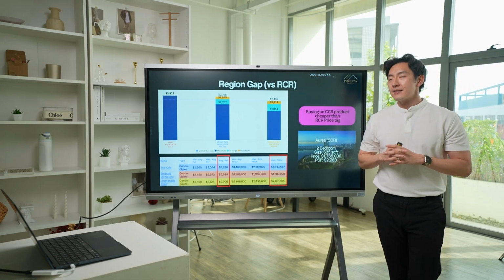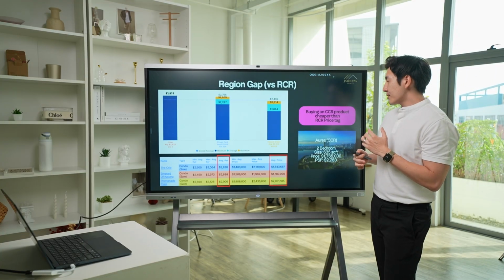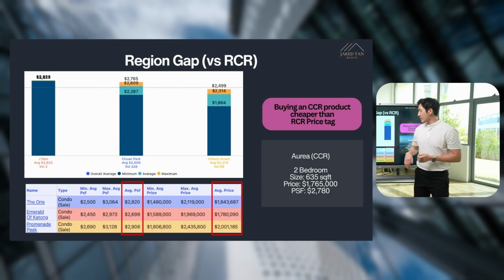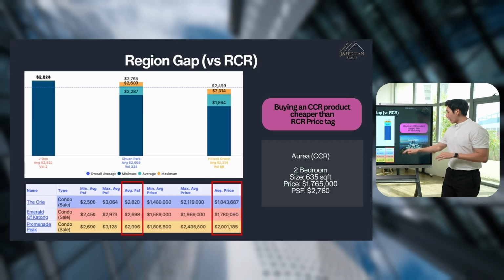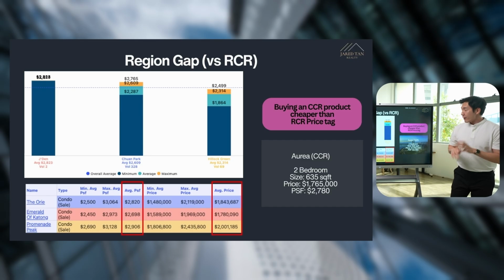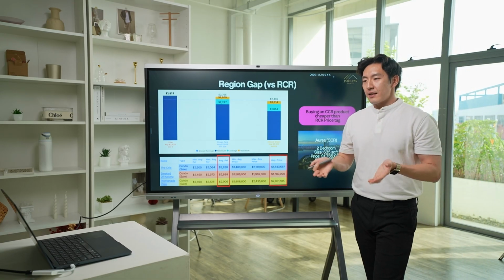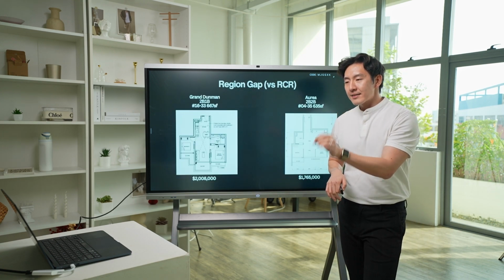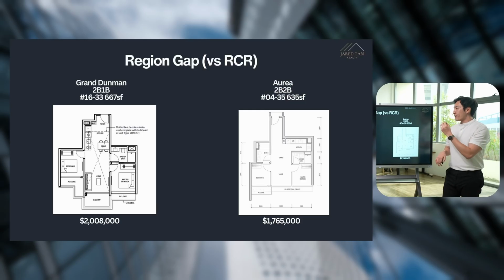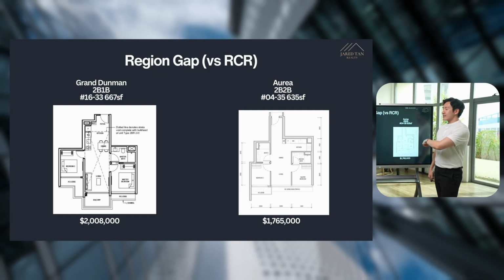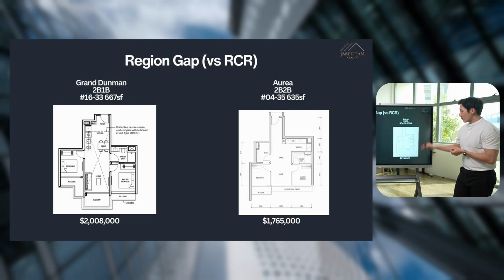So for the next gap analysis, we want to compare it with the city fringe properties. So you have Ori, Emerald of Katong, and Promenade Peak. You can see that the PSFs are all already at $2,008, $2,009 PSF at a quantum of approximately 1.8 to 2 mil. With reference to Aura, you're looking at 2 bedrooms, 1.7 mil and PSF of $2,007. So what you're doing is actually buying into a core central region product that's even cheaper than a city fringe price tag. And giving you a clear example here for city fringe property, comparing to Grand Dunman, a 2-bed, 1-bath costs you about $2 million. In Aura, on the other side, the core central region product, we are buying a 2-bed, 2-bath at 1.7 million.